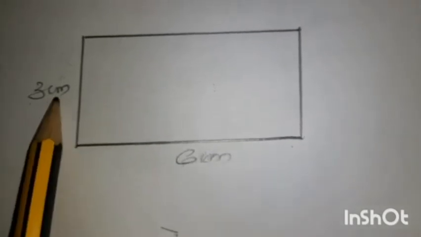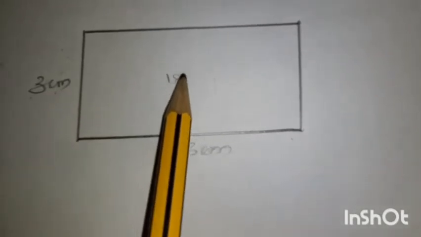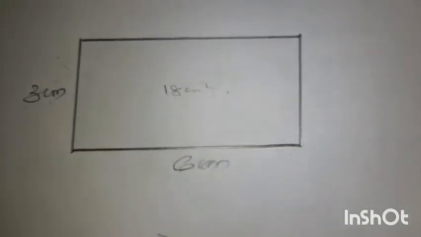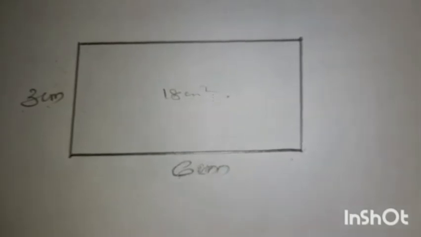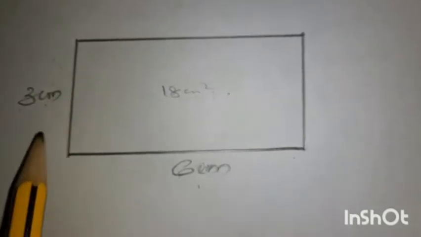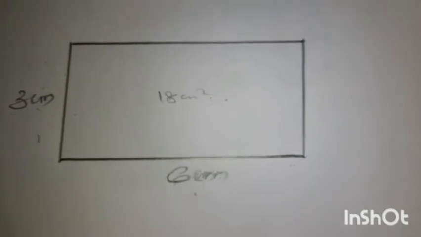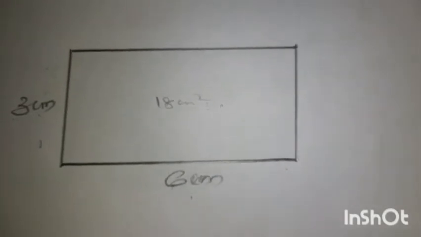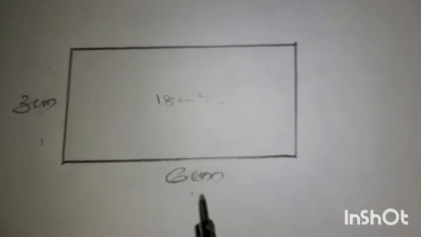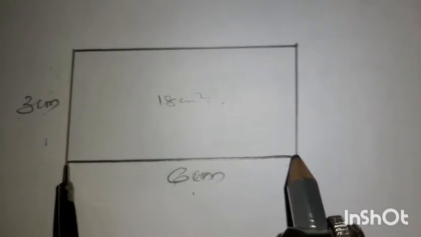Draw a 6 centimeter length and 3 centimeter rectangle first. Then only it will be 6 into 3, 18 centimeter square area. So the length is 6 and the breadth is 3 centimeter. Then we are converting it into a rhombus of 6 centimeter side.